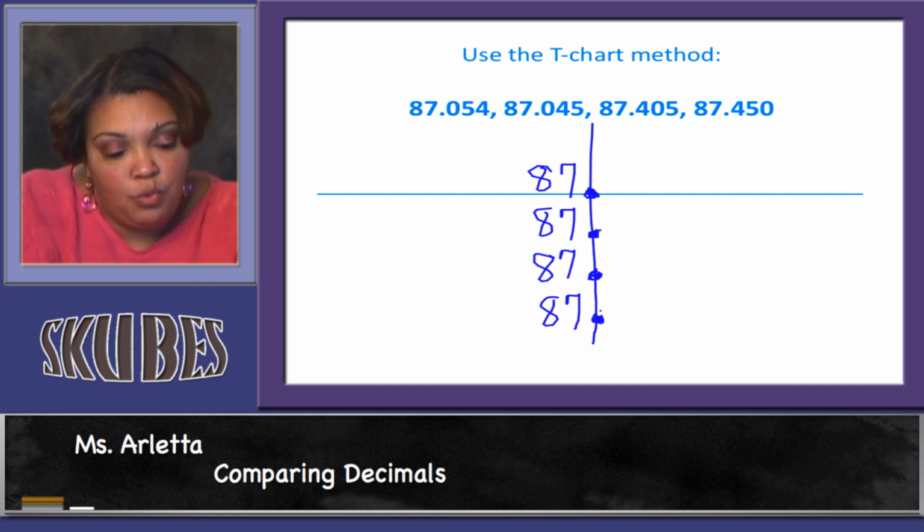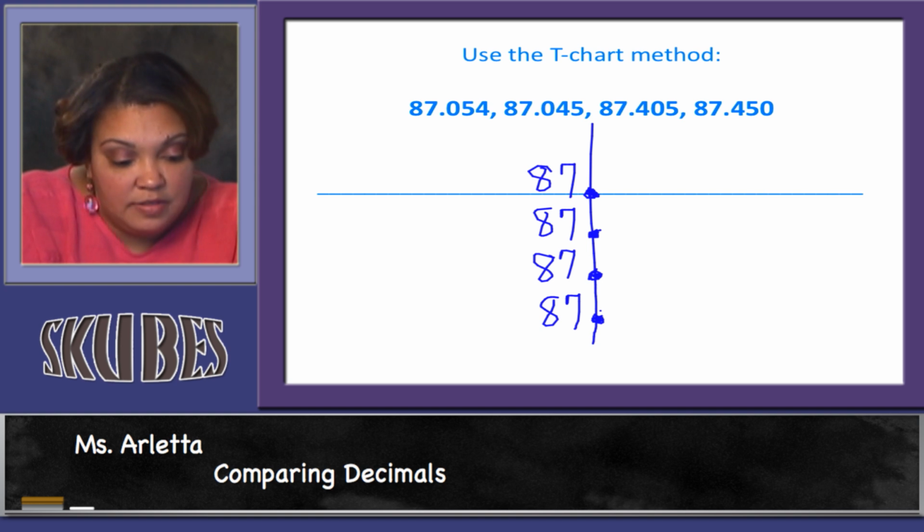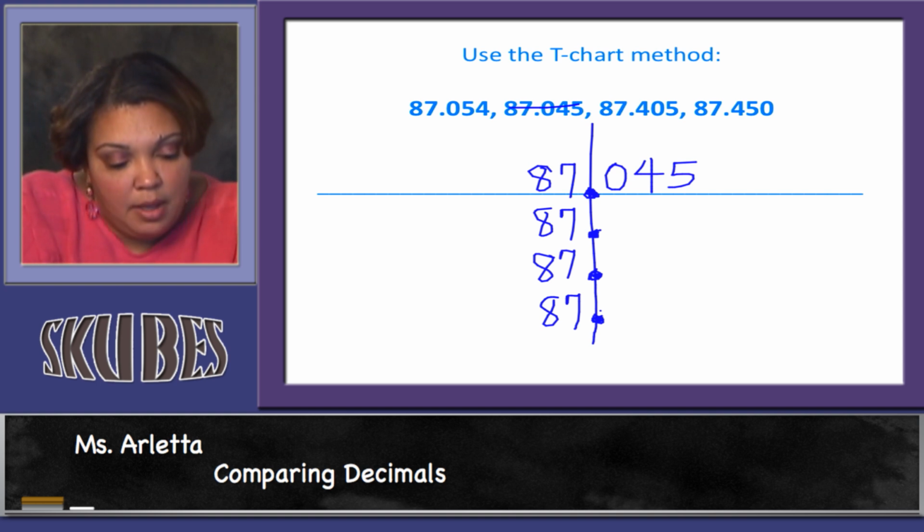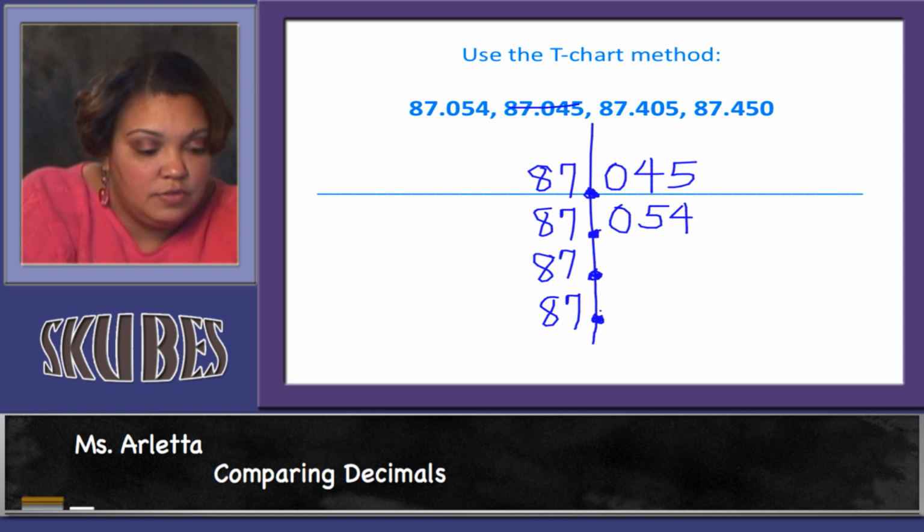And now I'm going to rewrite the entire decimal number as 87.045, and I'm going to mark it out up top. That lets me know I only have 3 that I'm working with now. The next number in line from least to greatest would be the 54. So I need to write my 054 and cross it out.